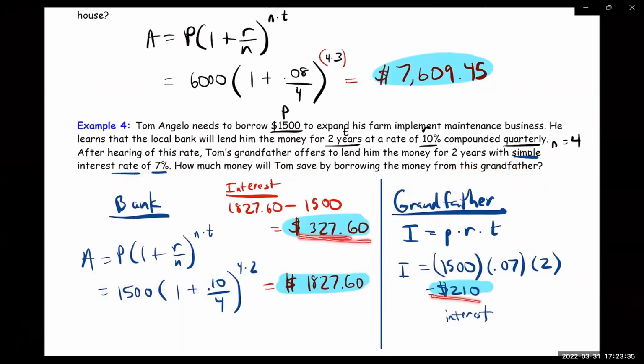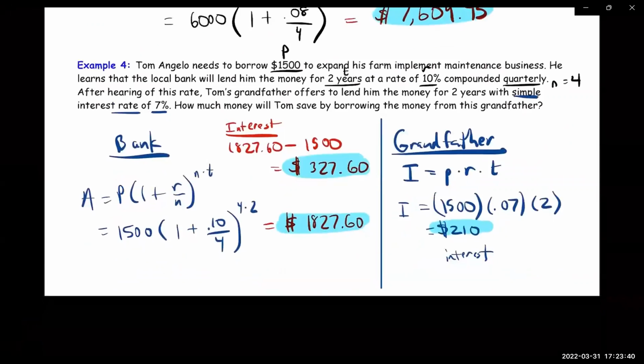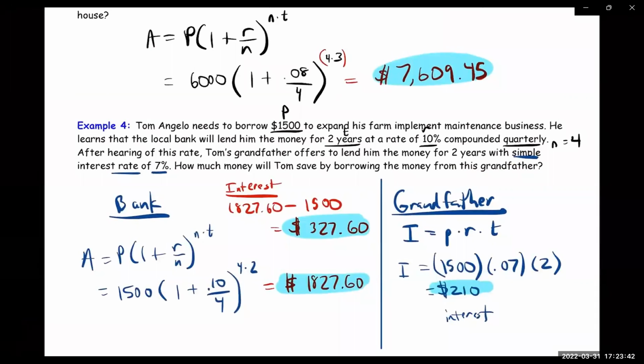Well, you would just subtract the two interests. So if you subtract them, that's going to tell you how much he saves. Tom will save, what is that? 327 minus 210, $117.60 savings. So not that much of a savings, but hey, anything is good, right? Any type of savings is good.